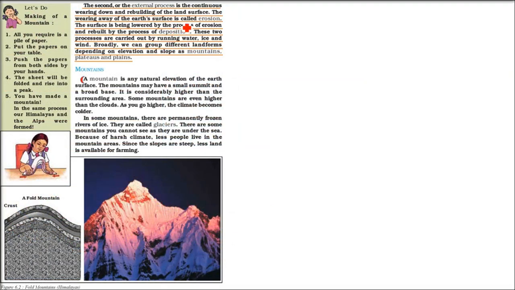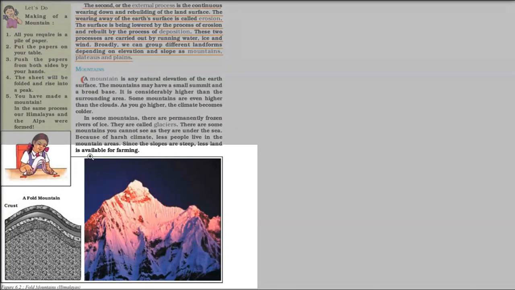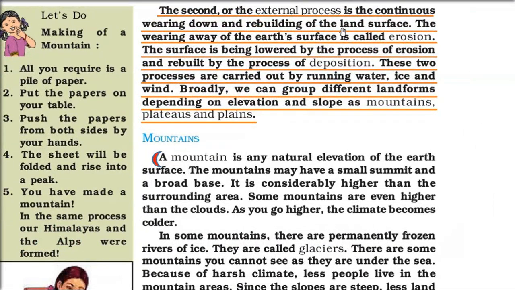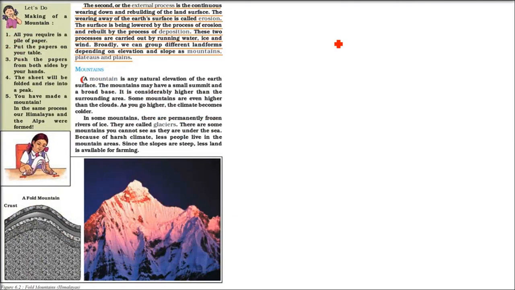So as I was telling, there are internal processes also, and there are external processes also. What are the external processes? These external processes have two things. The land or the earth surface is worn down or eroded, or deposition takes place. Now the water is coming, the air is coming, wind is blowing. The upper portion, this air and water will take it. Also the glaciers will take the upper surface.